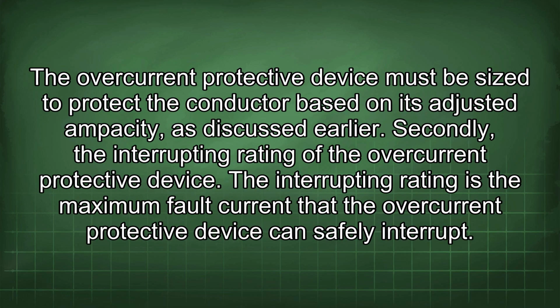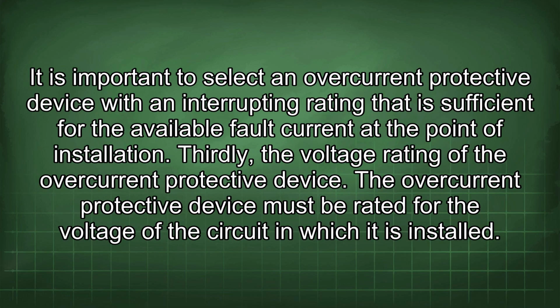The overcurrent protective device must be sized to protect the conductor based on its adjusted ampacity, as discussed earlier. Secondly, the interrupting rating of the overcurrent protective device. The interrupting rating is the maximum fault current that the overcurrent protective device can safely interrupt. It is important to select an overcurrent protective device with an interrupting rating that is sufficient for the available fault current at the point of installation.